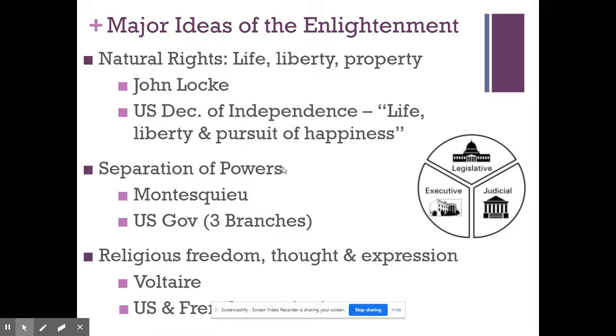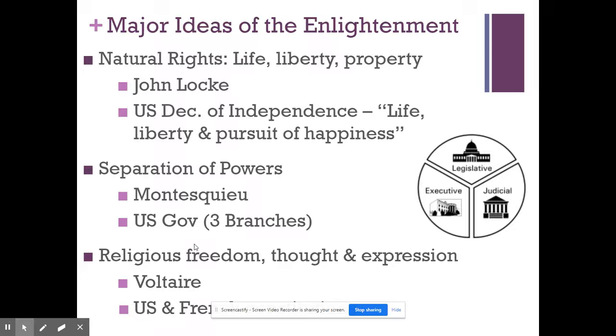We have the separation of powers. If you look at this picture over here, that government should be broken up into different branches. These guys make the laws. This guy executes the laws and enforces them. And then the judicial branch interprets the laws and makes sure that they're interpreted correctly. If you have one person doing all these things, what they say goes. But now the people have a say in each of these. It's broken up so nobody gets too much power. That's going to come from Baron de Montesquieu. And in the United States, that's going to be our three branches of government we have.